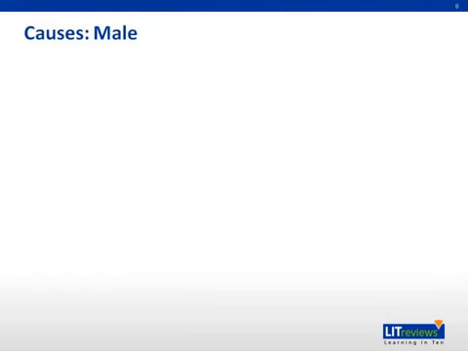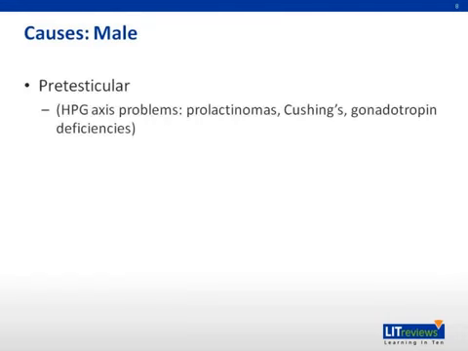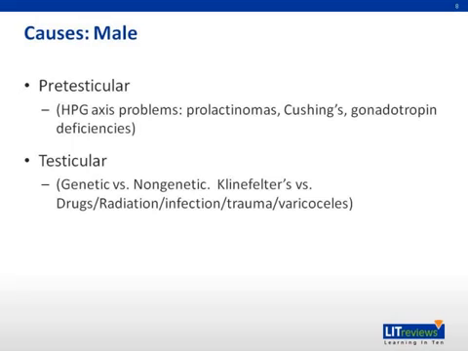These are some of the possible diagnoses in the spectrum of male infertility. Pretesticular causes usually refer to problems proximal to the gonads. This usually means problems with the hypothalamus, pituitary, and gonadal axis. Testicular causes can be loosely divided into genetic and non-genetic problems, like Klinefelter's, for example, which is the most common genetic cause of testicular infertility. Non-genetic causes include things like drugs, infections, trauma, and varicoceles.